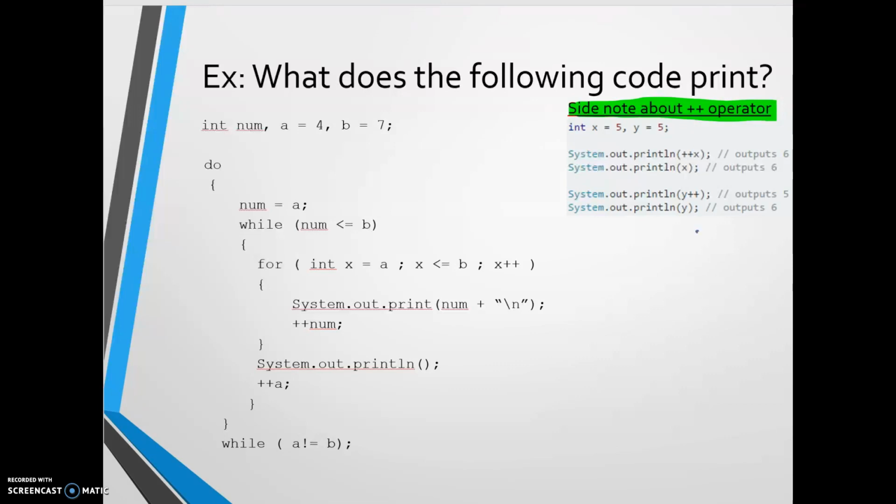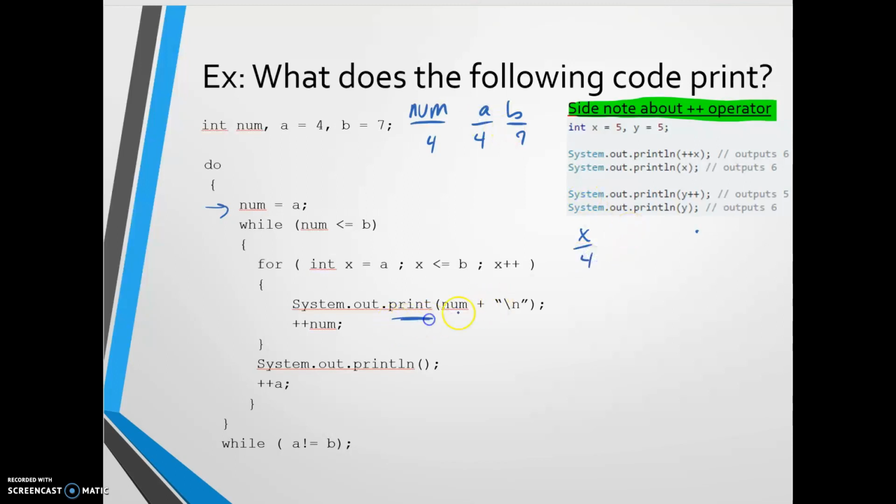And that's just important to recognize where that incrementing happens. When tracing code like this with multiple variables, it's really important to keep track of the current values for each iteration. So I usually label each of my variables. I start out with A having a value of 4 and B having a value of 7. And then this do while loop always executes at least once. Num is going to equal A, so num is going to equal 4. And then while 4 is less than or equal to 7, which it is, I'm going to start a loop. And for this loop, I'm going to create a variable x, and x is equal to A, which is 4.